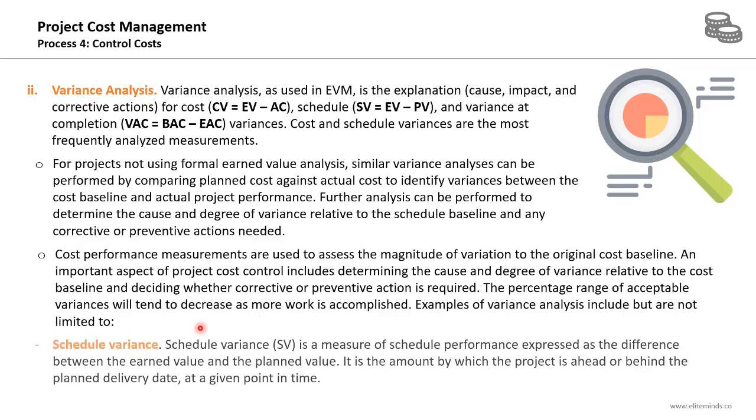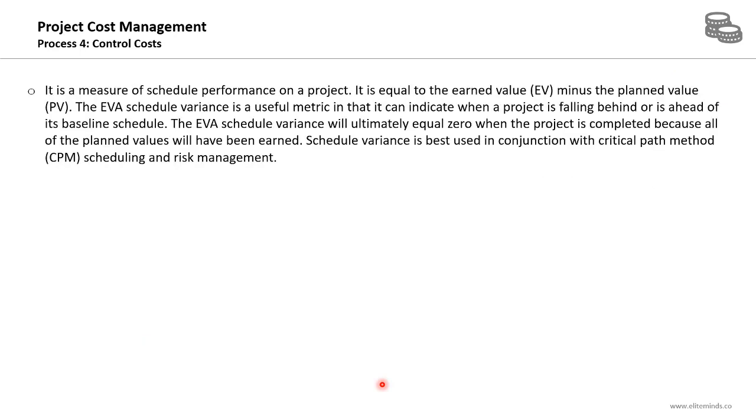Examples of variance analysis include the schedule variance, which is a measure of schedule performance expressed as the difference between the earned value and the planned value. This is why the formula of the schedule variance is the earned value minus the planned value. It is the amount by which the project is ahead or behind the planned delivery date at any given point in time throughout the project life cycle. If you want to know whether your project is ahead or behind the planned delivery date, you just need to calculate the schedule variance. It's equal to the earned value minus the planned value.